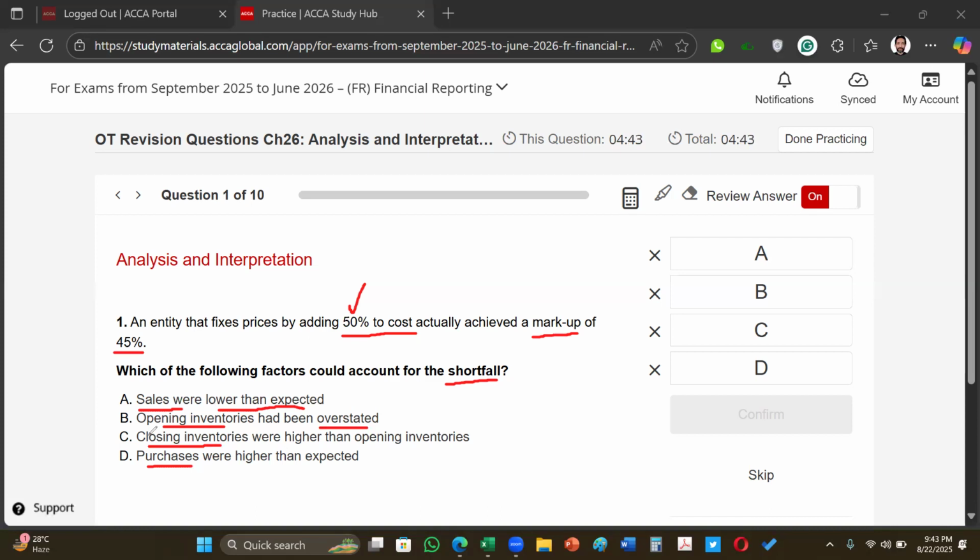The only impact is going to be this error that we made, that we overstated the opening inventory, and opening inventory is part of the cost of sales. We had a higher cost of sales because of an error, and that resulted in achievement of a lower markup. So the answer is B here. Okay.